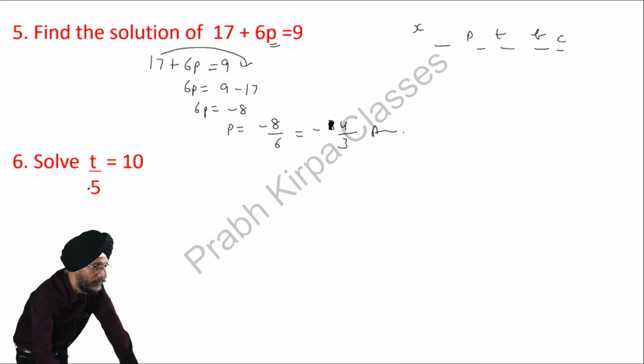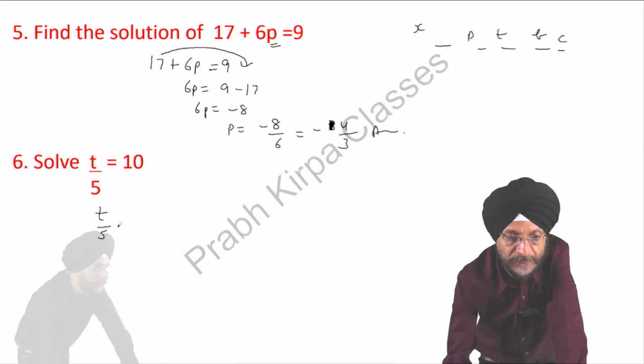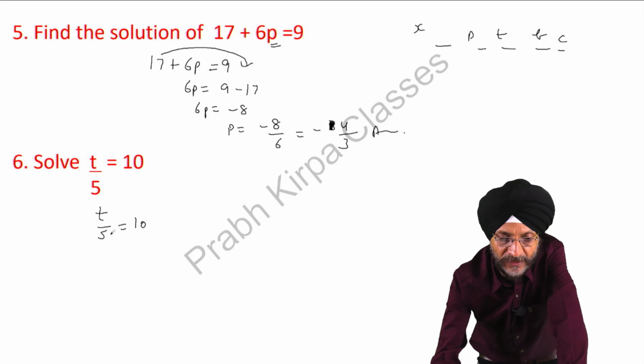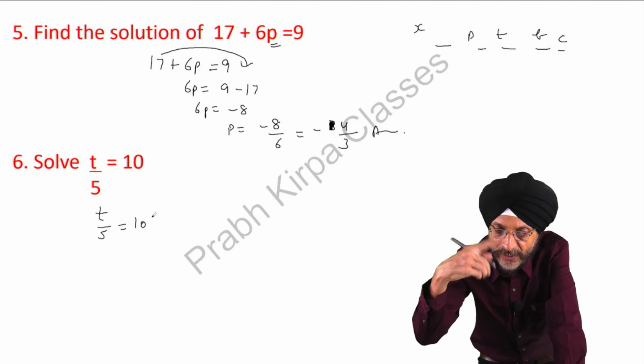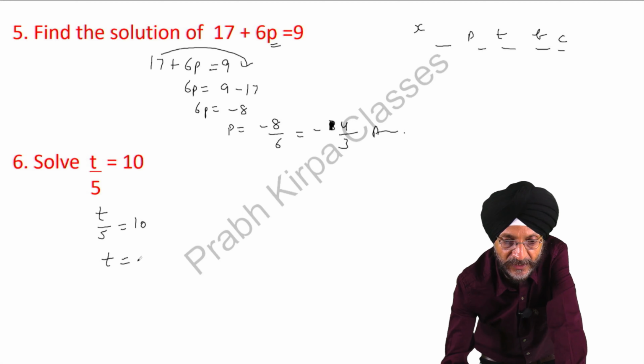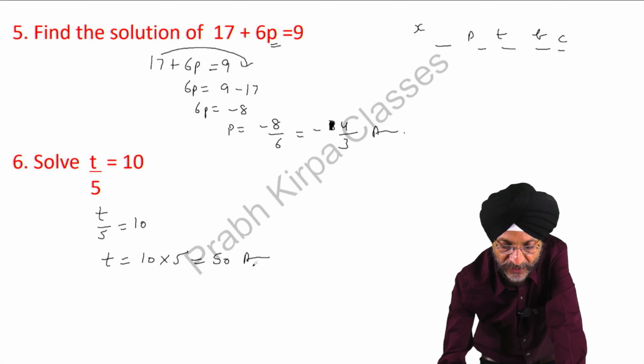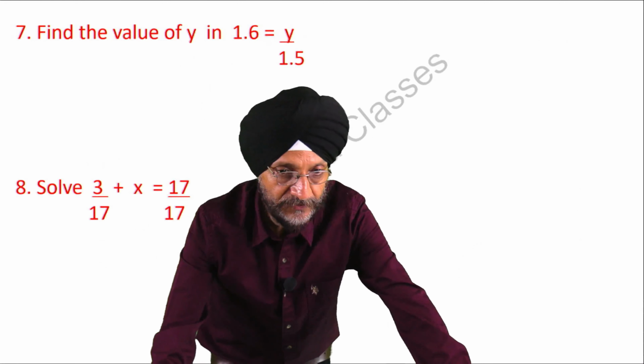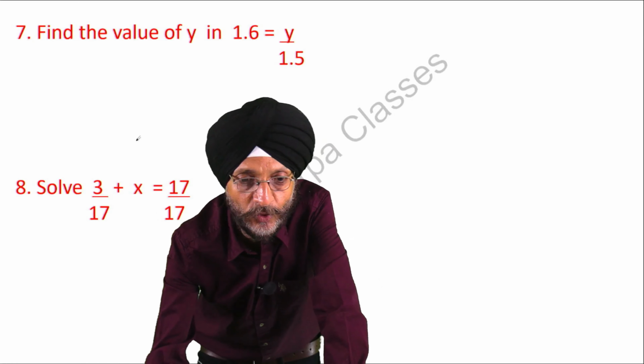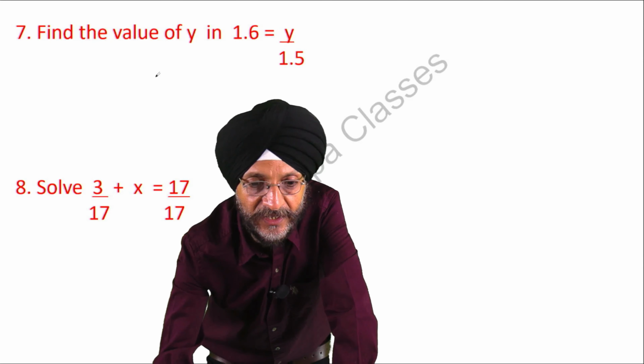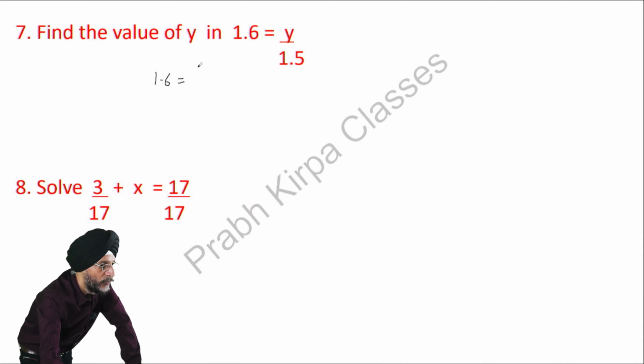Next, solve t over 5 is equal to 10. From here 5 will go to the other side but on the upper side. It will be multiplied with 10. It will become t is equal to 50. It is the answer before you. Next, 7th question is find the value of y in 1.6 is equal to y divided by 1.5. We can also write it as y over 1.5 is equal to 1.6.